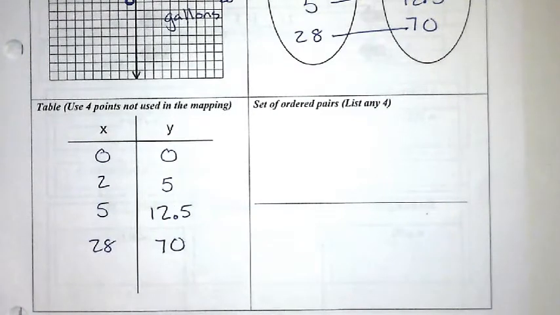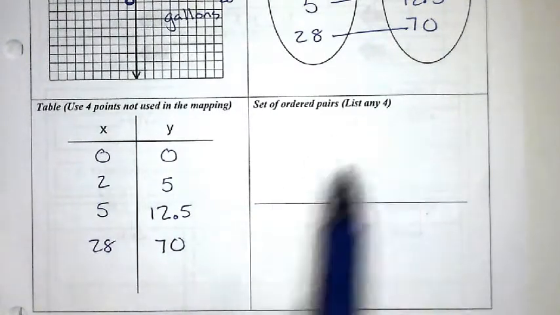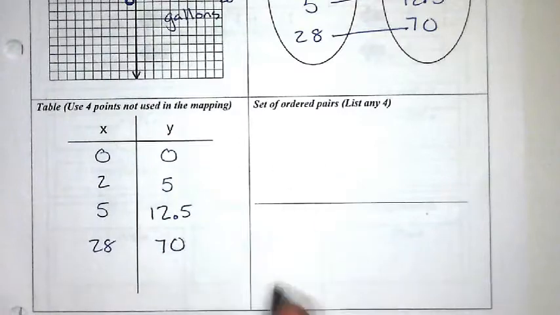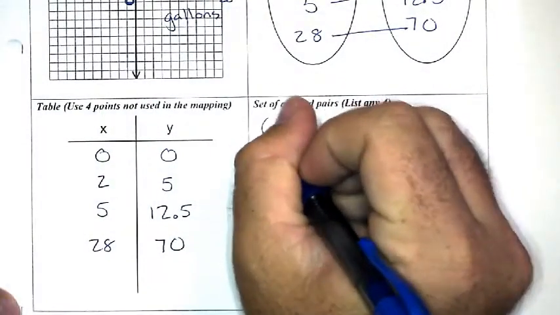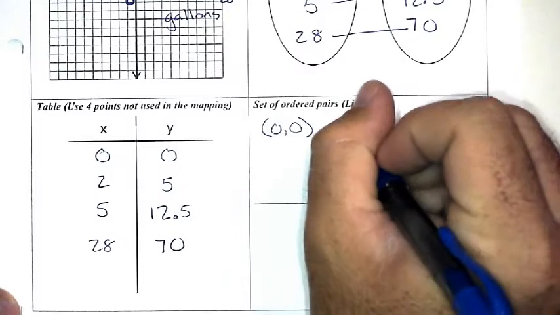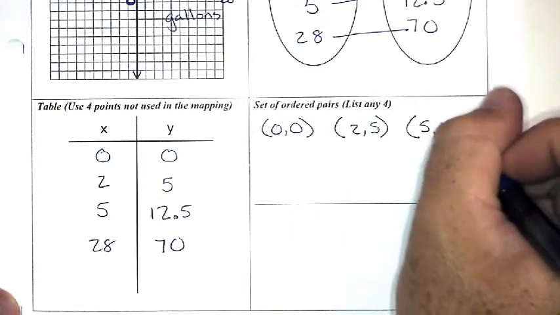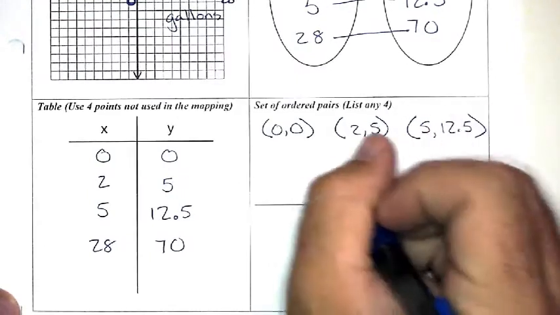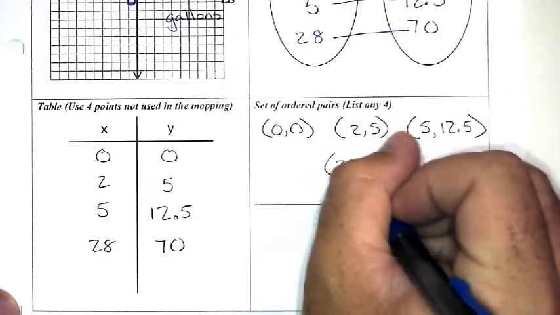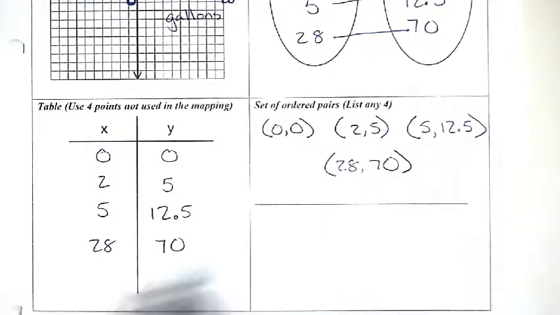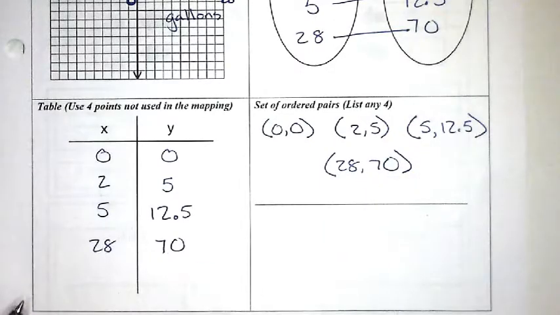Set of ordered pairs is easiest to go from a table, so now I'll go to that. All you gotta do is take your table values and put them in parentheses. And guess what? We are done with real world problems. Turn the page.